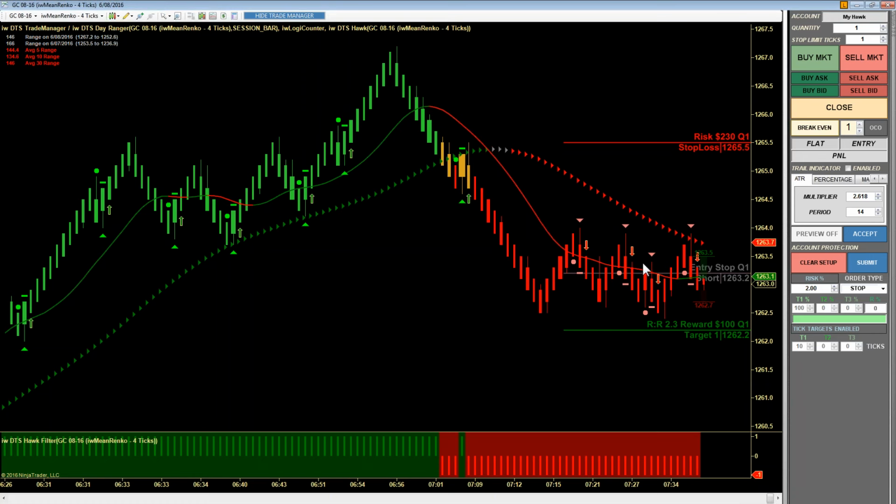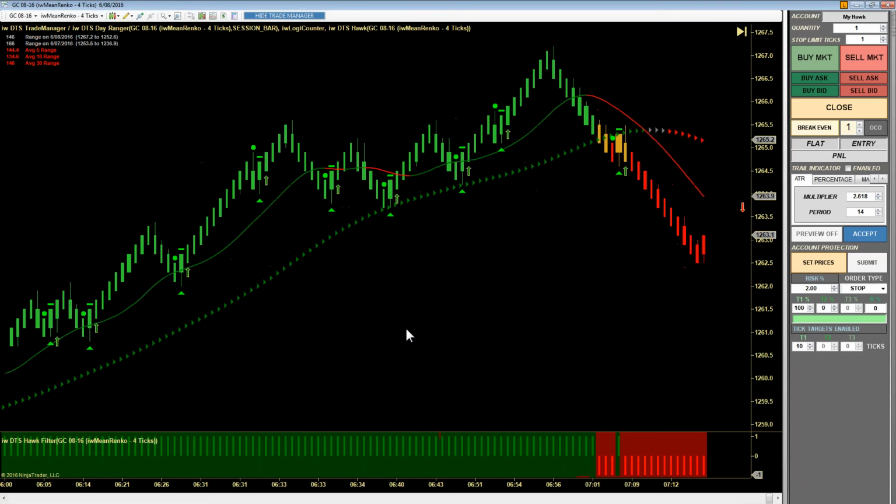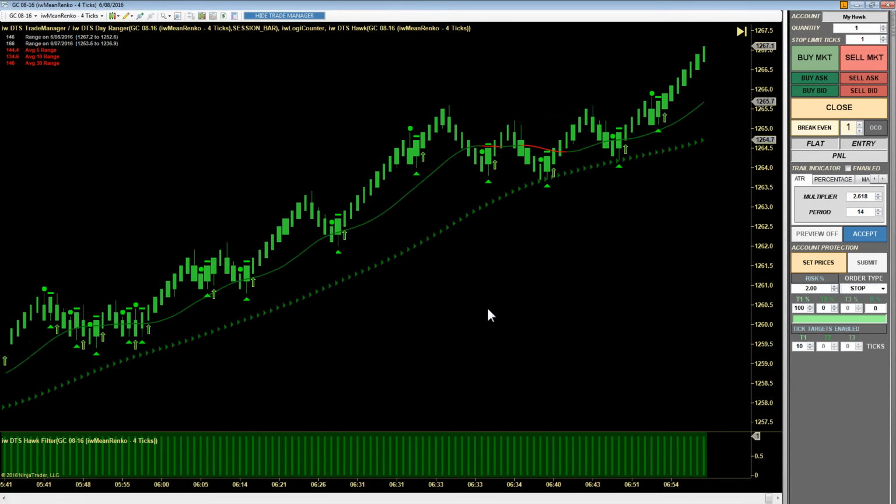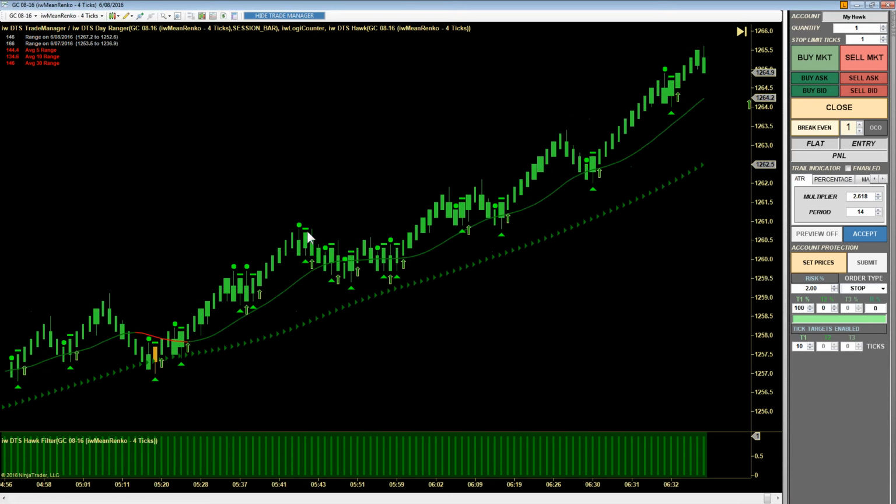Working a macro pullback now and a 4-arrow consolidation. 1, 2, 3. There's signal number 4. Problem with this one though is we haven't had a good retest of the high, right? So the structure is not quite the way we would like to see it. Nice macro pullback signal here. Nice 4-arrow consolidation right here.